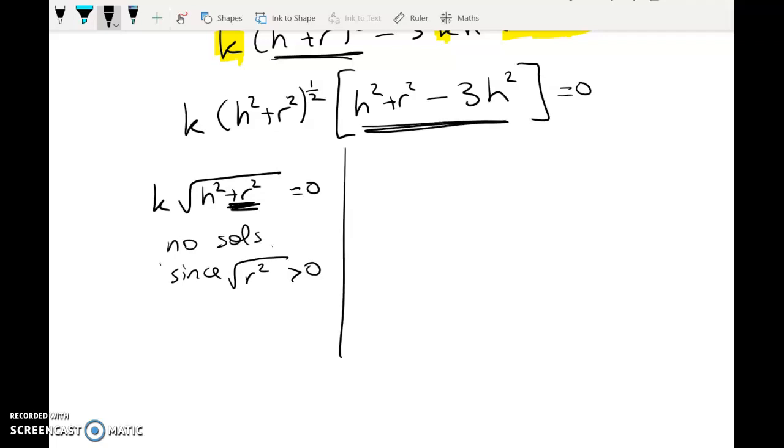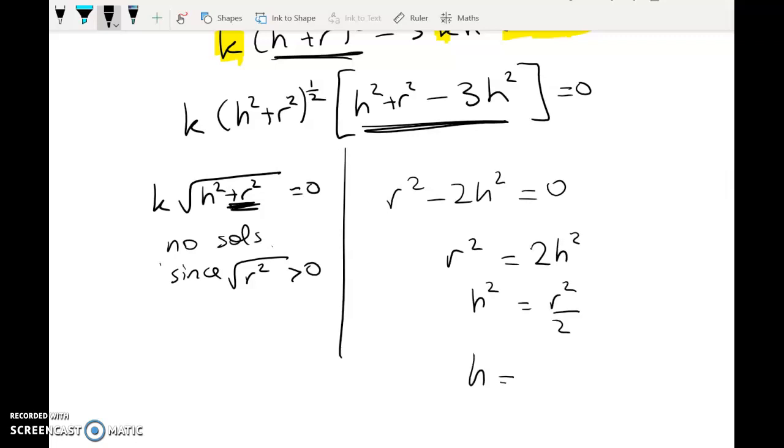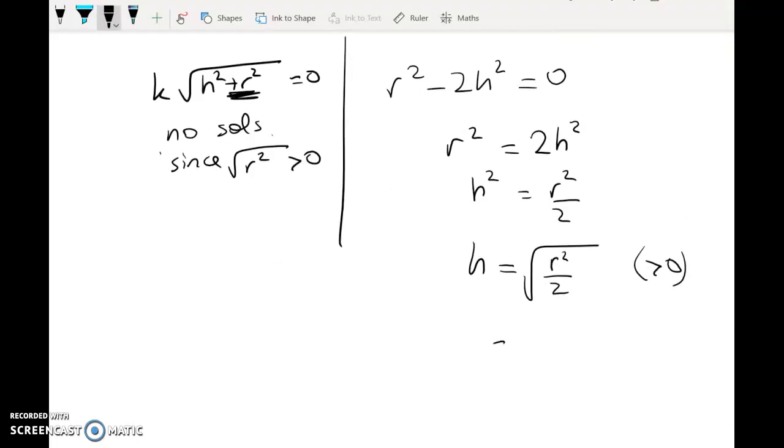That means the only solution for maximum illumination is going to be r squared minus 2h squared equals 0. This is such a nice question. Look, we've got r squared equals 2h squared. And now h squared is equal to r squared over 2. So h is equal to the square root of that. And it's positive, so that's why I'm only taking the square root, not the plus or minus square root. And h is equal to r on root 2 as required.